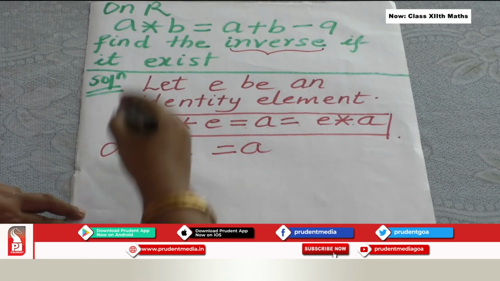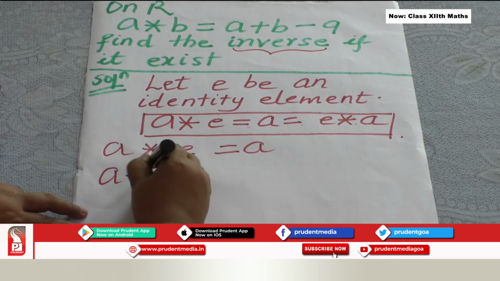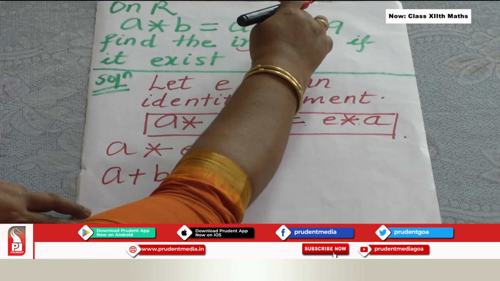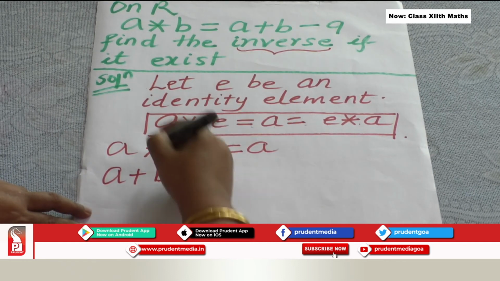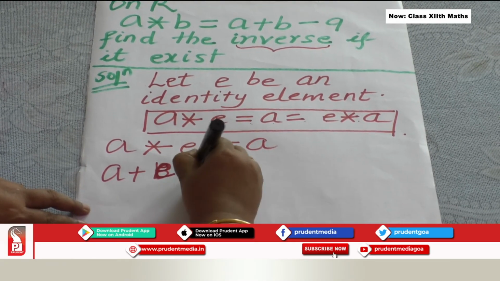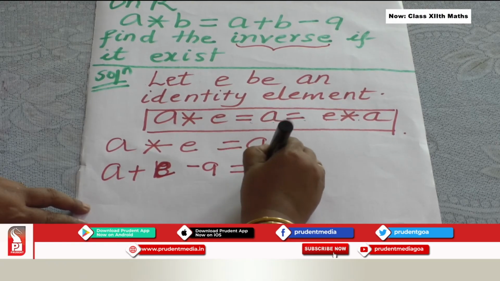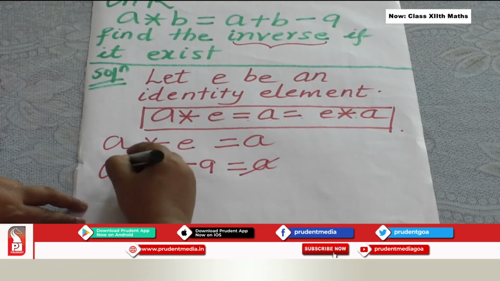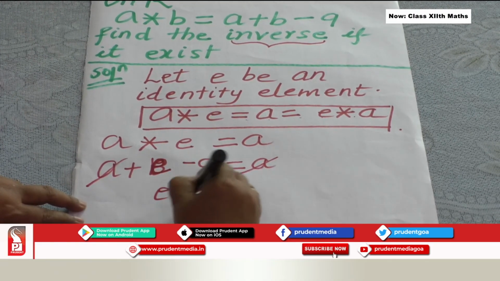Now because of this definition, you will get A plus B minus 9. So in place of B, you will get E. A plus E minus 9 is equal to A. This is clear? So A and A will get cancelled and E is equal to 9.